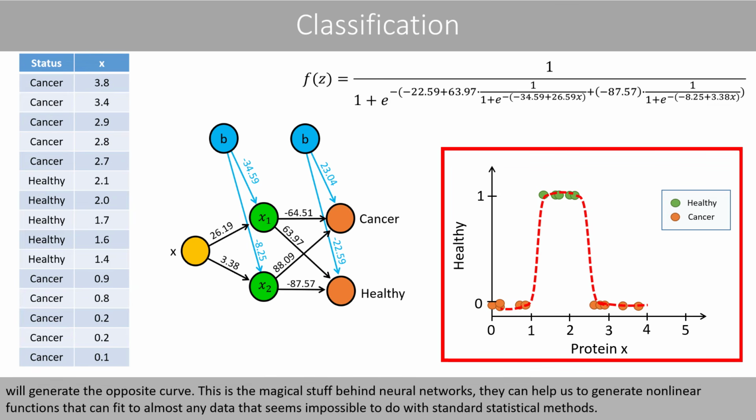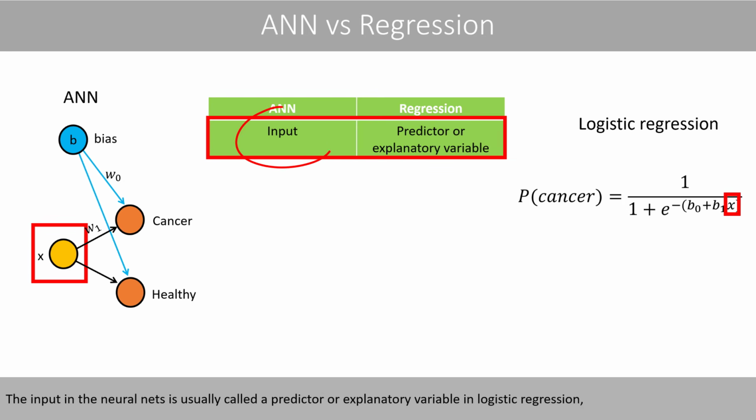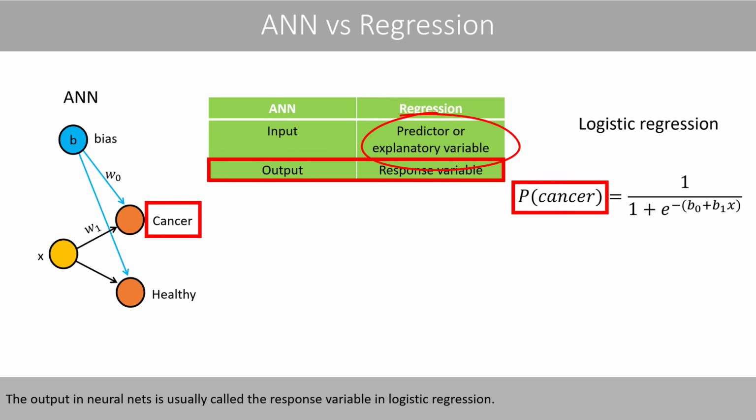We'll now discuss a few similarities and differences between neural networks and standard statistical models, such as the logistic regression model. The input in neural nets is usually called a predictor or explanatory variable in logistic regression.